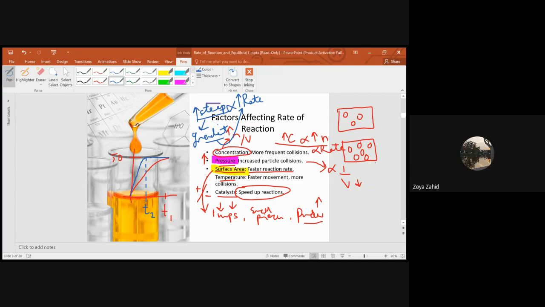Miss, I have a question. Yes. How exactly does the catalyst speed up the reaction?